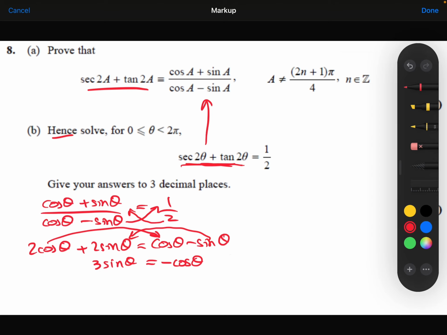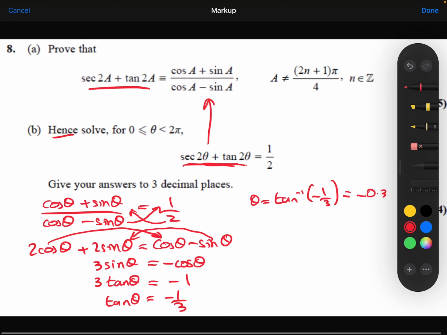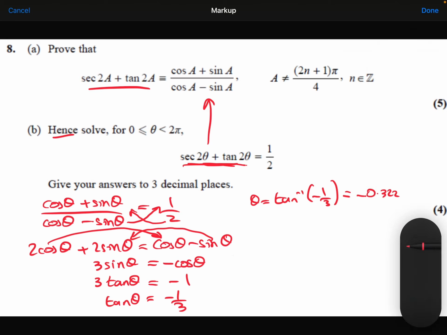We can then divide both sides by cos theta. So we get 3 sine theta over cos theta, which is 3 tan theta. The right-hand side is minus 1. Divide both sides by 3. I can now do tan inverse of minus 1/3. So let me type that into my calculator, making sure that we are in radians. So tan inverse of minus 1/3 gives minus 0.322 to 3 decimal places.